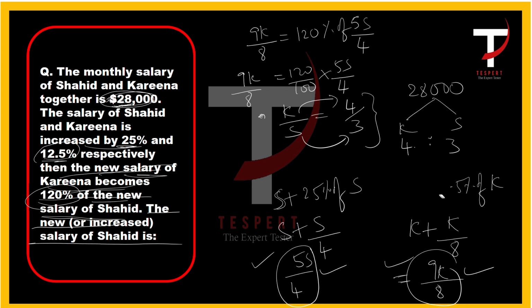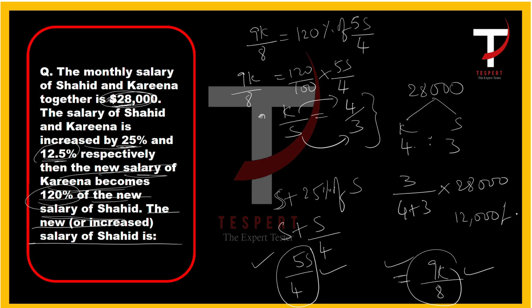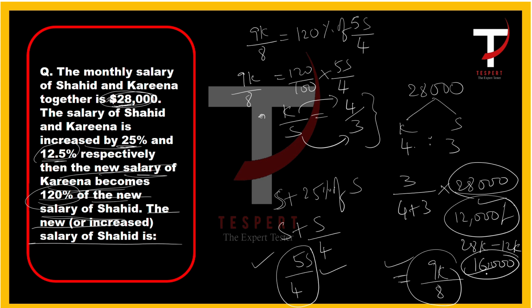Just calculate now. Let me erase this. So Shahid's salary will be 3 by 4 plus 3 into 28,000. Okay. This will be equal to 12,000, right? And if Shahid's salary is 12,000, then what will be Karina's salary? It's 28,000 minus 12,000. That will be equal to 16,000. 16,000 is Karina's salary. 12,000 is Shahid's salary, right? So this is the original one.